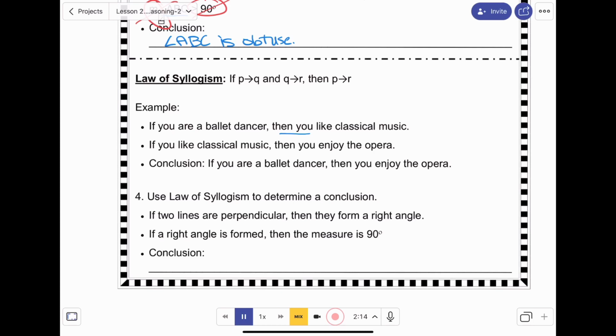So our last example here, we're using the law of syllogism to determine a conclusion. So let's read our two statements. It says if two lines are perpendicular, then they form a right angle. If a right angle is formed, then the measure is 90. So again, we're looking to see what they have in common. They both say that they form a right angle. So we're taking that out because they both have it in common. And we're using whatever is left over. In this case, it would be if two lines are perpendicular, then the measure is 90.